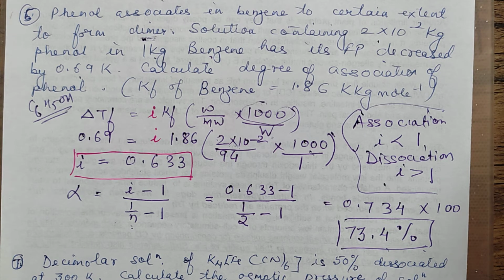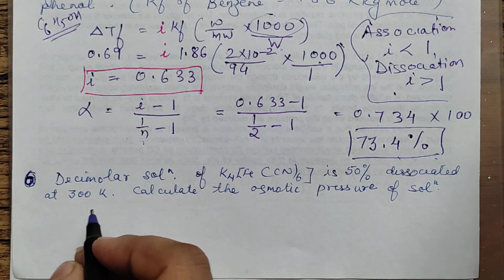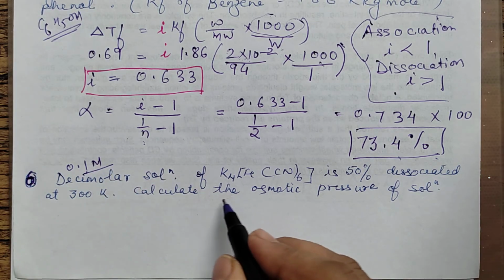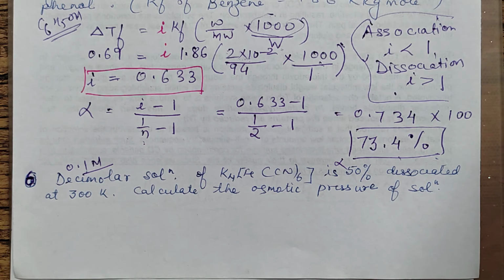Fine till here. So again, this is in one particular screen. Just copy down the question and practice it in your notes copy. One more question we'll discuss. Let's see the next question. The decimolar solution. Now, what is decimolar? 0.1 molar of potassium ferrocyanide, 50% dissociated, meaning alpha is given. With this much percentage dissociated, calculate osmotic pressure.